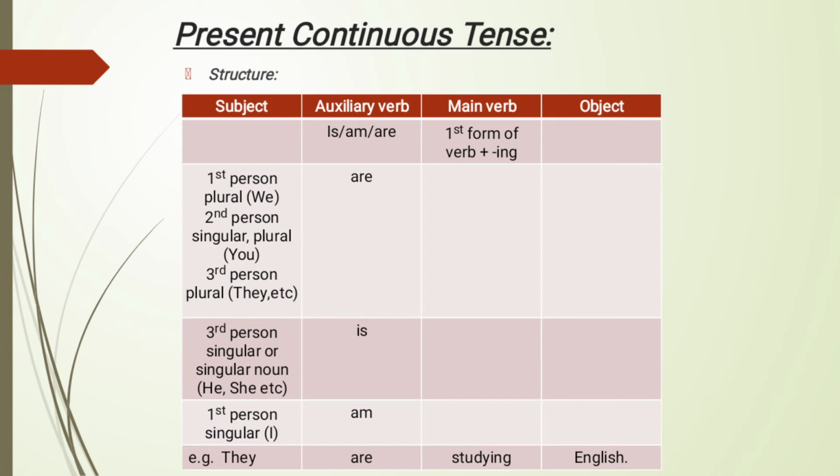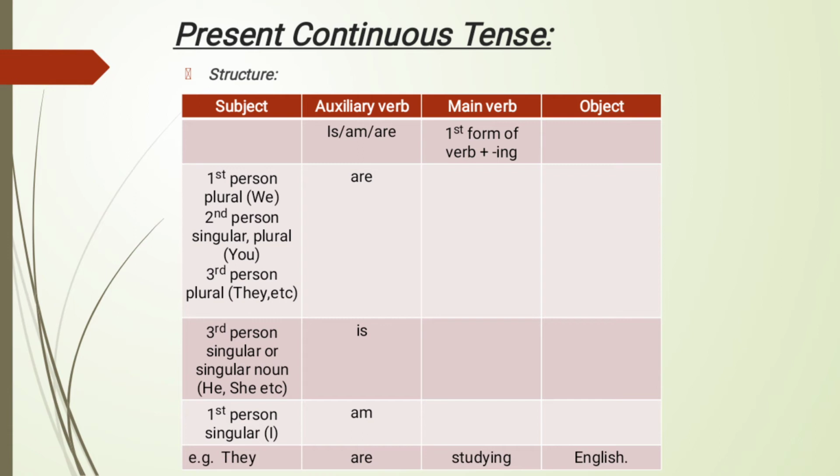This tense can also be used to show that an action is going to take place in the near future. Sometimes the speaker uses the present progressive tense to indicate that something will happen in the near future. For example, I am going to the party tonight. He is coming with us tonight. These are examples of present continuous tense.